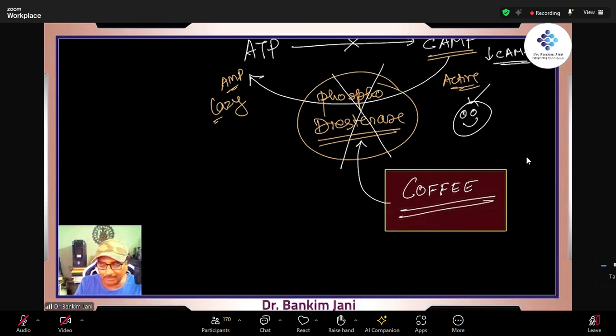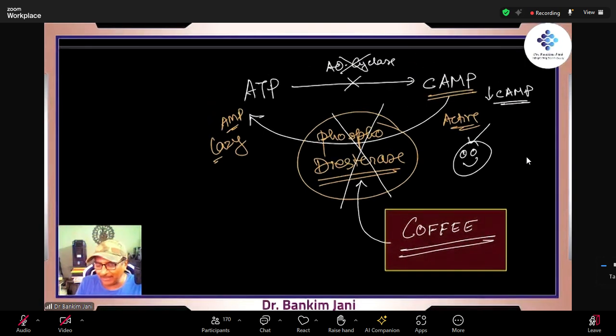Coffee blocks this phosphodiesterase. So phosphodiesterase will now not convert this cyclic AMP into AMP. It will not convert this active into lazy. So this is the extra time which we get. That's why it is said that coffee makes a window. In that window, you are very active, and then once again you go back, but you don't go back to that low level.